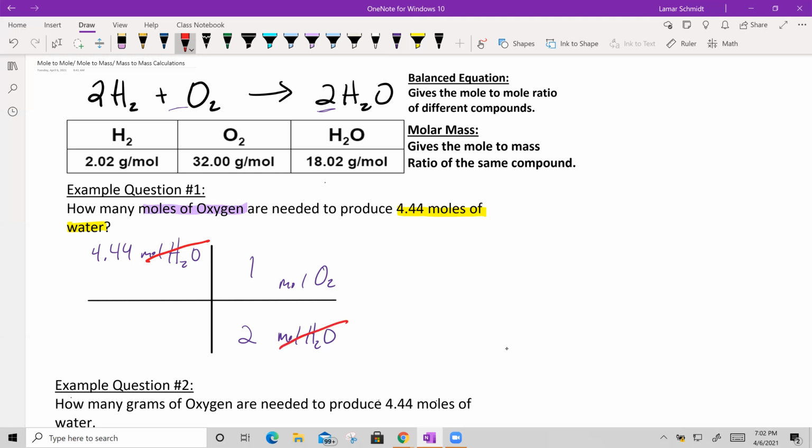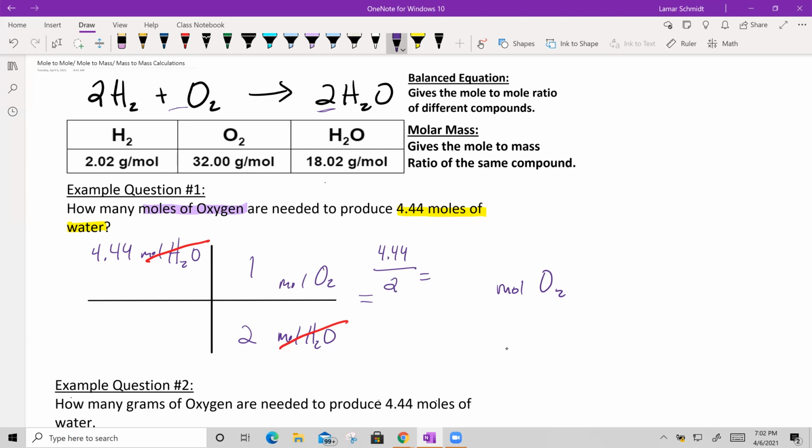And then you're left with the unit moles of O2. All right, and that's exactly what you're trying to find. You're trying to find moles of oxygen. So what is it? Now let's just take care of the numbers. So we take 4.44, and we're going to multiply that times 1, which happens to be 4.44, and then we're going to divide by everything on the bottom. So we only have 2 on the bottom, so we'll divide by 2.